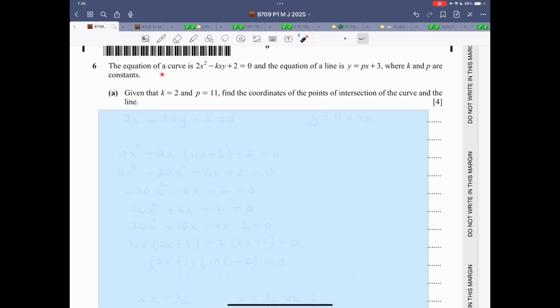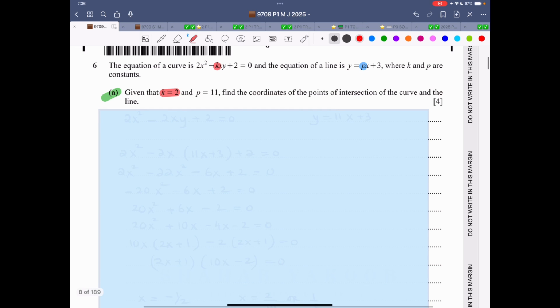Let's move to question number 6. Now it says the equation of a curve is such and such, equation of a line is such and such, k is an unknown constant. Let me highlight it over here. K is that unknown constant, and over here p is the unknown constant. Now in the first part, what are they giving us? They are giving us that the value of k is 2. So you have to insert this value. Similarly, the value of p is 11. You have to insert this value. And what are they asking for? They are asking for points of intersection, and they're asking us the coordinates.